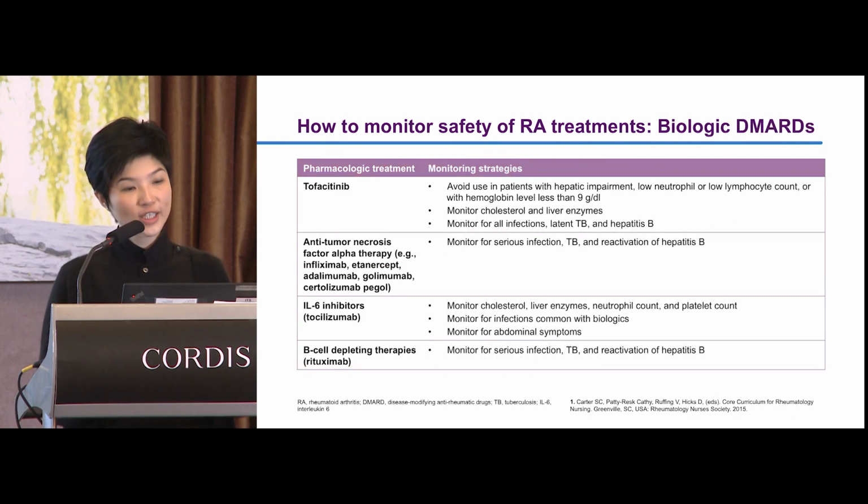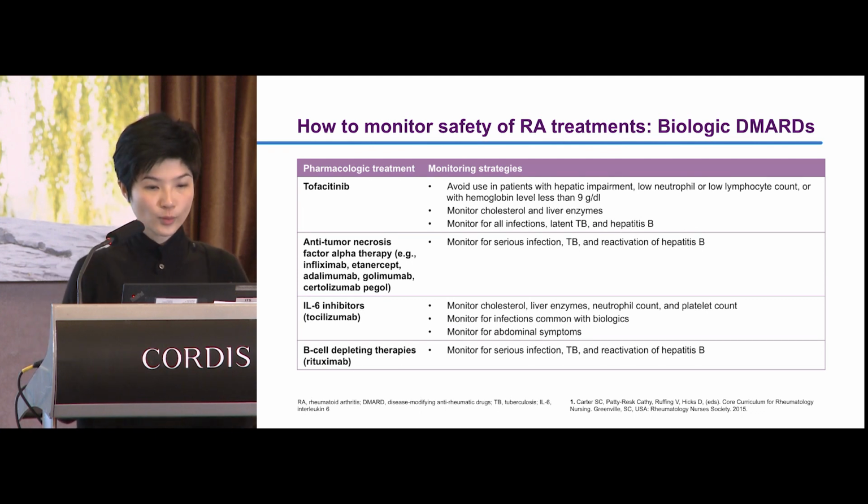So we go to biologic DMARDs. For the JAK2 inhibitors, tofacitinib, we should avoid use in patients with hepatic impairment, low white cell count, or with hemoglobin level less than 9. We should monitor the cholesterol level and liver enzymes, and monitor for all infections, latent TB and hepatitis B. For other categories, anti-tumor necrosis factors, the monitoring is just the same as JAK2. We look for serious infections, TB, and reactivation of hepatitis B.